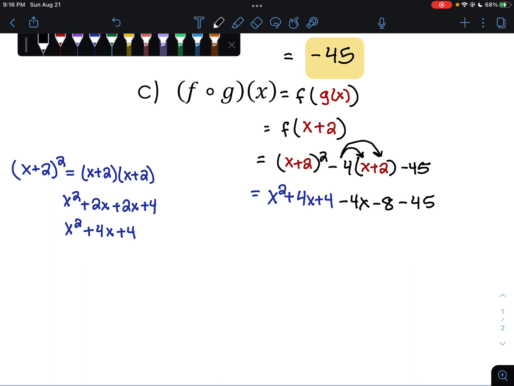I combine my like terms, so there's no other x squared. I combine the 4x and the -4x, those cancel each other out. And then I combine 4 minus 8, which is -4, minus 45, that is -49. And that would be it for that one.